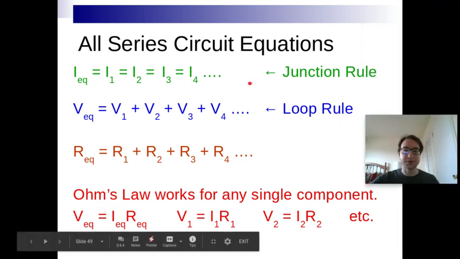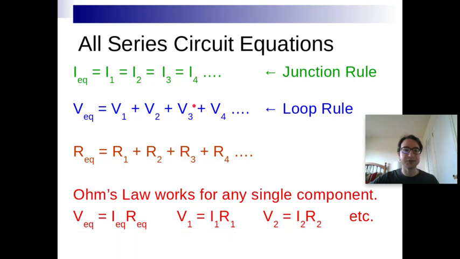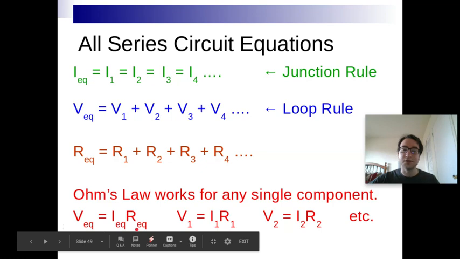Junction rule deals with current. They're all equal in series. Loop rule deals with voltage. Add up the voltages through the resistors to equal the battery's voltage in series. Add up the resistance values themselves of the resistors, and they equal the total resistance. Very simple, addition and subtraction. If you want to use Ohm's law, well, you can do that too.